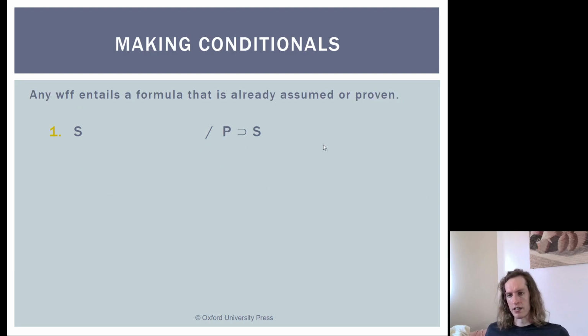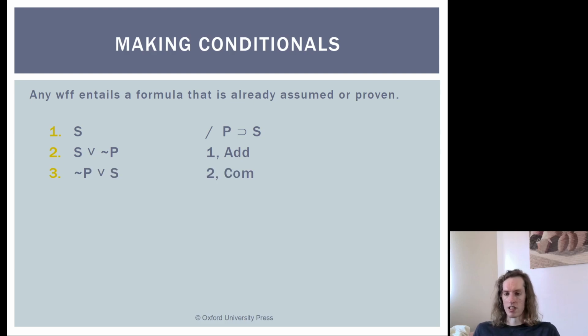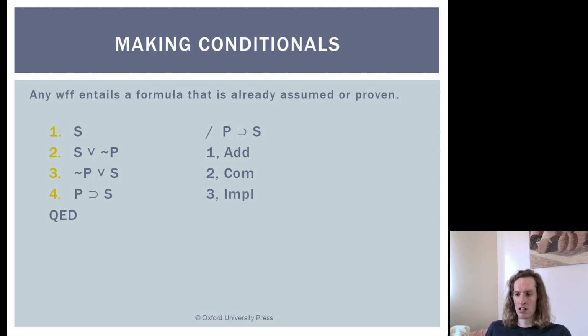All right. Next, any well-formed formula entails a formula that is already assumed or proven. So from S, we can conclude that if P, then S. And similarly, we can use addition to just add not P to S here. Then we could use commutativity to flip these around. S or not P is exactly the same as not P or S, so we can flip those. And then once we have them in this format, we can use material implication. And using material implication, we get if P, then S.